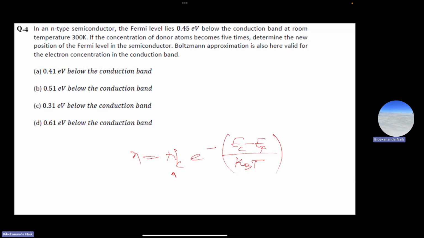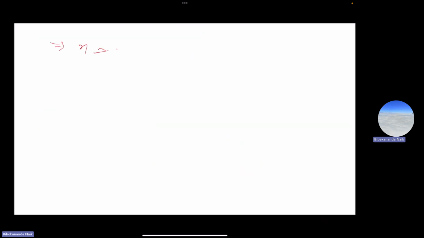So this is according to... now for N-type semiconductor, the electron concentration can be equated to the concentration of donor atoms. We can write for N-type semiconductor.